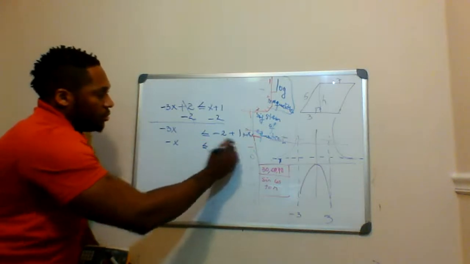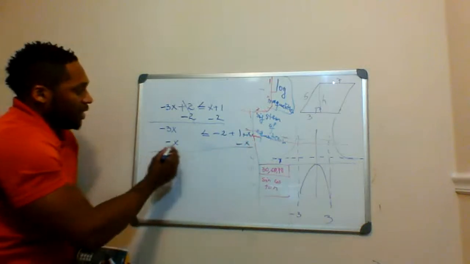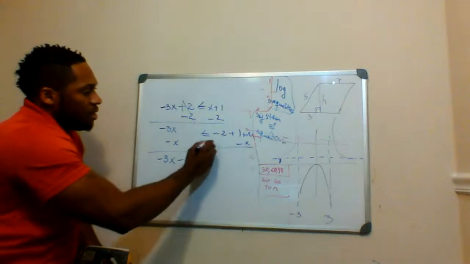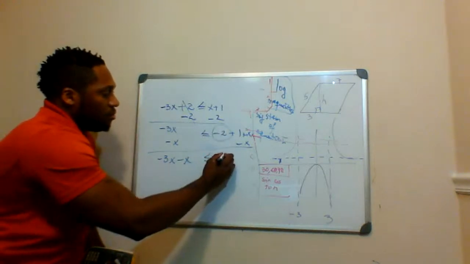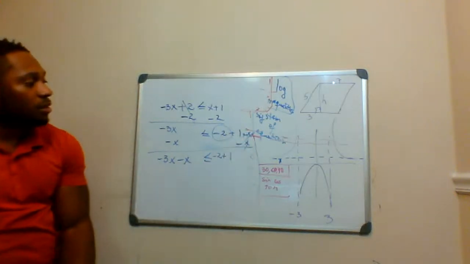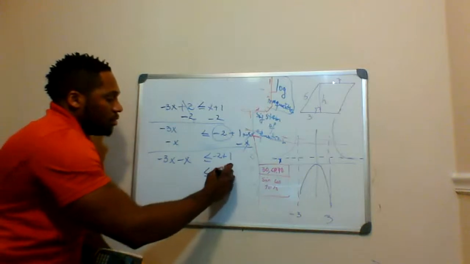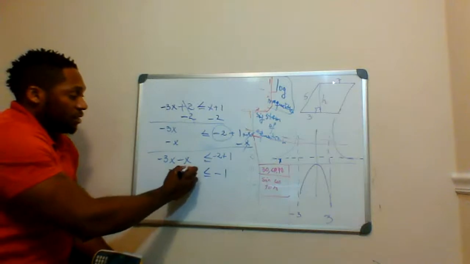Less than or equal to, minus x and then minus x. So I'm subtracting x from both sides. Minus 3x minus x less than or equal to negative 2 plus 1. X minus x is gone. Negative 2 plus 1 is negative 1. Negative 3x minus x is negative 4x.